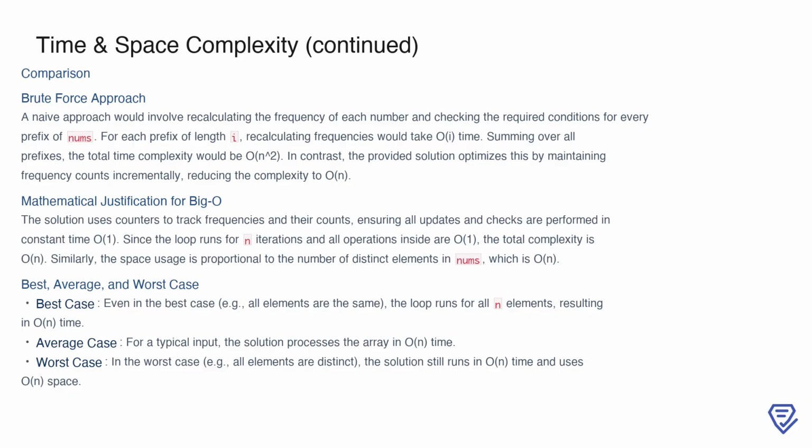Considering best, average, and worst cases, the time complexity remains n for all scenarios, whether the elements are all the same, randomly distributed, or entirely distinct. Similarly, the space complexity is dictated by the number of unique elements in the input, which also results in n usage in the worst case. This consistent efficiency across all cases underscores the robustness of the solution.